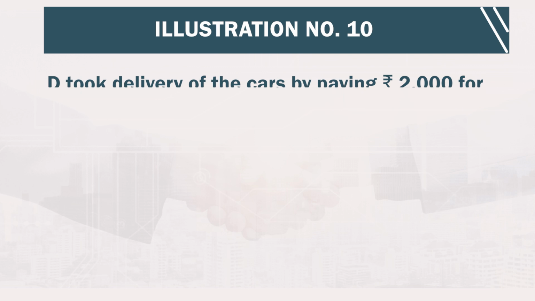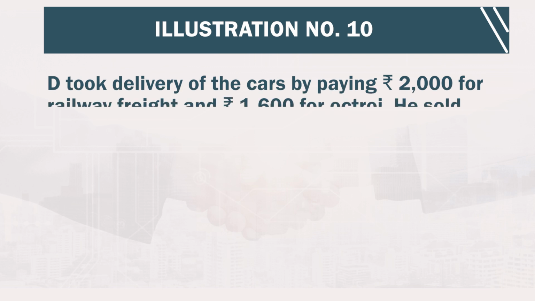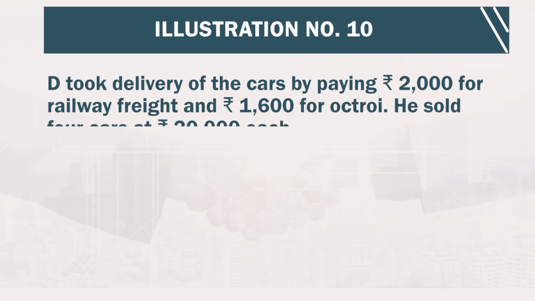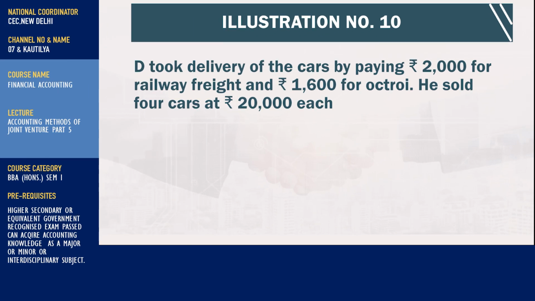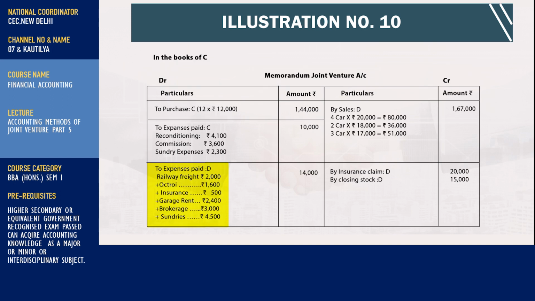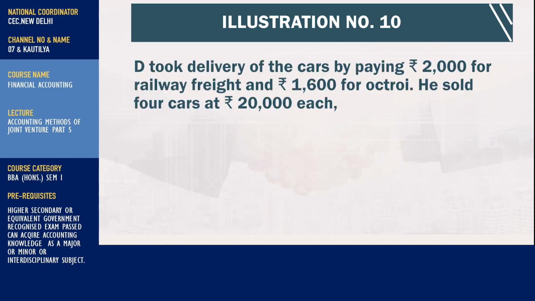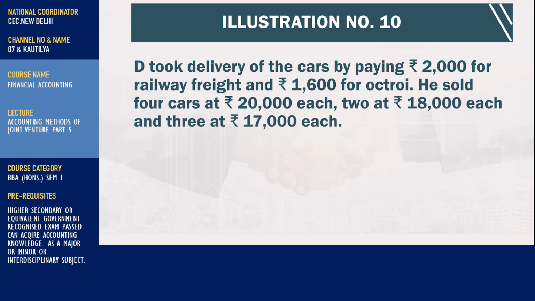D took delivery of the car by paying rupees 2,000 for railway freight and rupees 1,600 for octroi. He sold 4 cars. So, here expenses paid by D: railway freight rupees 2,000, octroi rupees 1,600. Then more expenses also paid, rupees 2,300. He sold 4 cars at rupees 20,000 each, 2 cars at rupees 18,000 each and 3 cars at rupees 17,000 each.